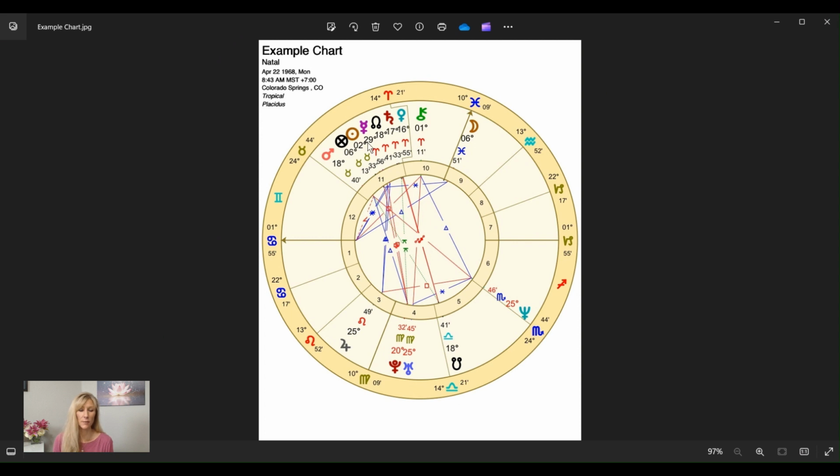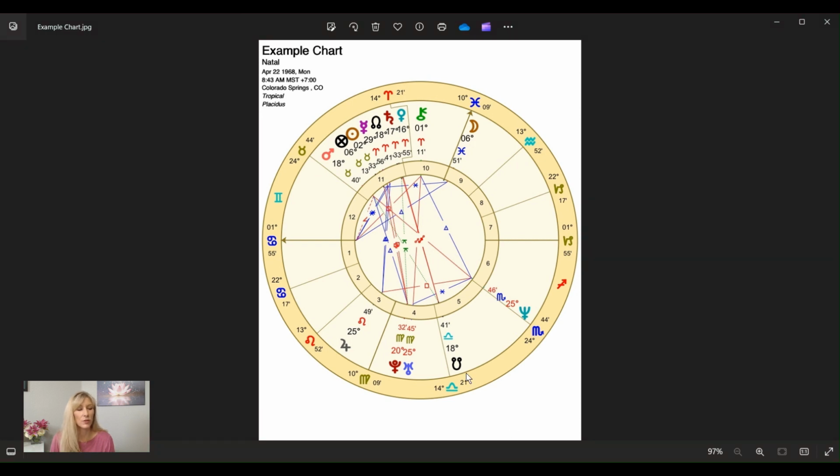All these symbols in the middle are either planets or mathematical points. So we have the part of fortune, which looks like an X marks the spot. That's a mathematical point. And then we have the nodes of the moon, which are very important in evolutionary astrology. The north node is up here, which looks like a horseshoe. And then we have the south node directly opposite of it, which is in Libra.